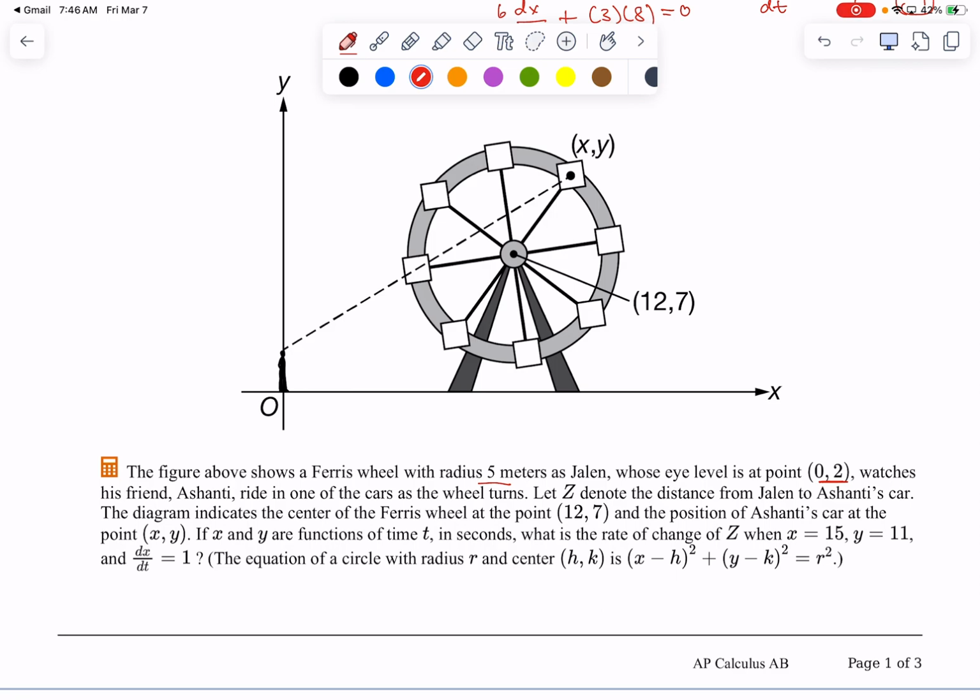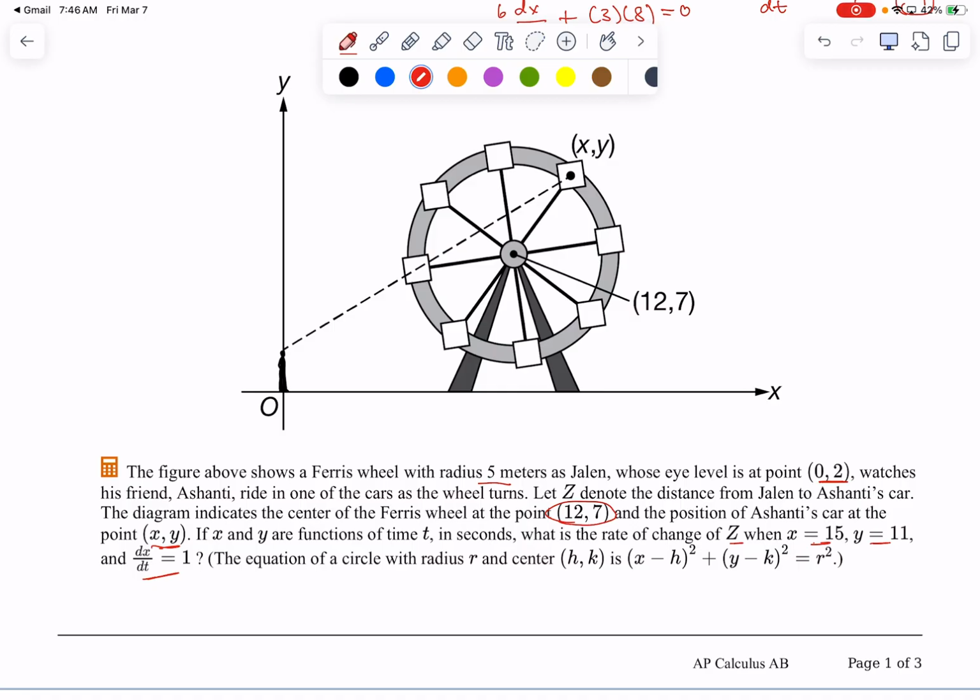The center of the Ferris wheel is (12, 7), and the position of Ashanti's car is at the point (x, y). If x and y are functions of time, what is the rate of change of z when x equals 15 and y equals 11, and dx/dt is equal to 1?